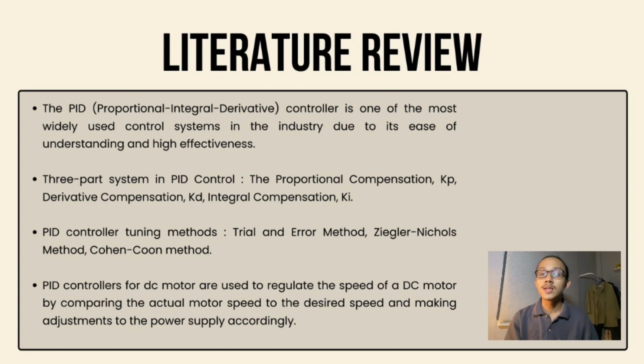Besides that, there are three types of PID controller tuning methods. The first is the trial and error method. The second is the Ziegler-Nichols method, which is one of the most commonly used and popular methods of tuning a PID controller. The final method is the Cohen-Coon method, which is known for its flexibility in handling a wide range of processes. In conclusion, PID controllers for DC motors are used to regulate the speed of a DC motor by comparing the actual motor speed to the desired speed and making adjustments to the power supply accordingly. That's all for the literature review, and we continue to the next part.